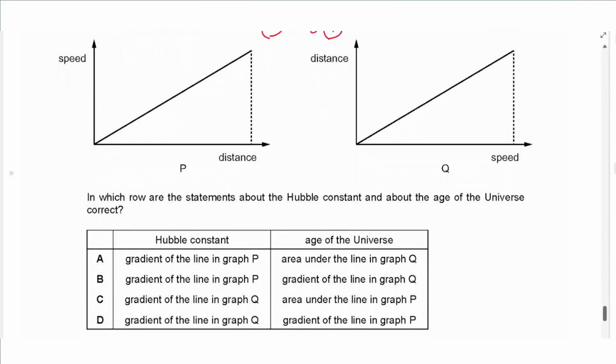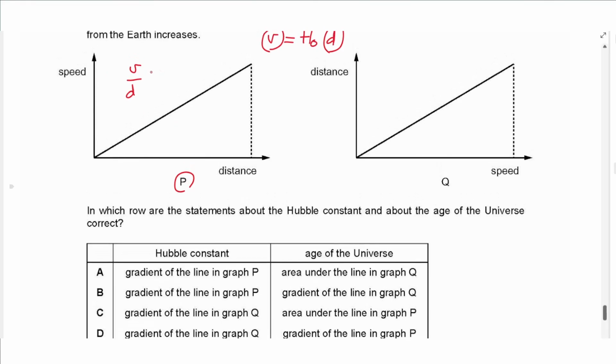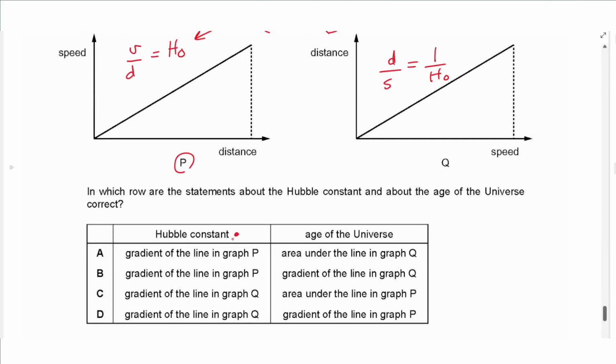So the choices contain gradients and area under graph. The gradient of the first graph P is equal to speed divided by distance, which is equal to the Hubble constant from this equation. The gradient here is equal to distance over speed, so it's equal to 1 over the Hubble constant. So these have opposite gradients. So how can we calculate the Hubble constant? It's the gradient of P, not Q, so it's either A or B.